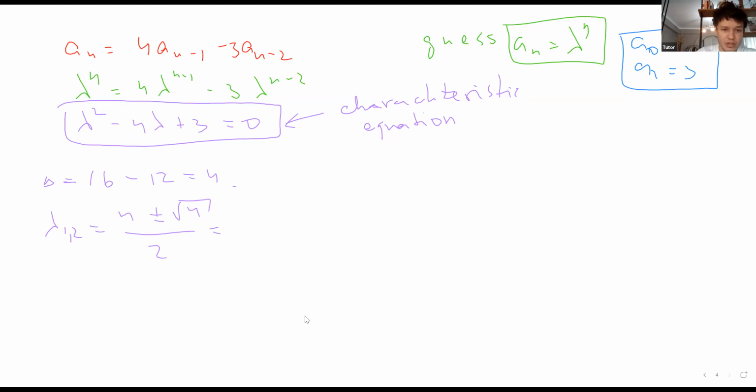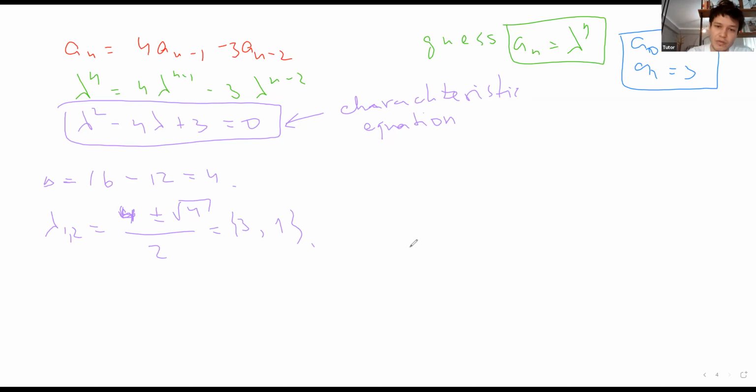So what's going to be the solution? You see, the solution is going to be 3 and 1, right? So there are 2 solutions for it. Lambda can be either 3 or lambda can be equal to 1. Okay, so now basically a_n has 2 possibilities.